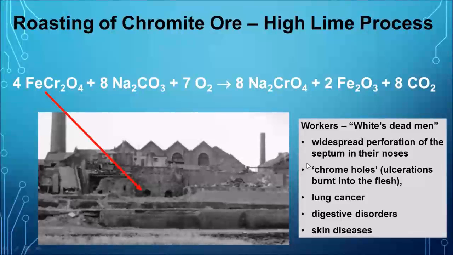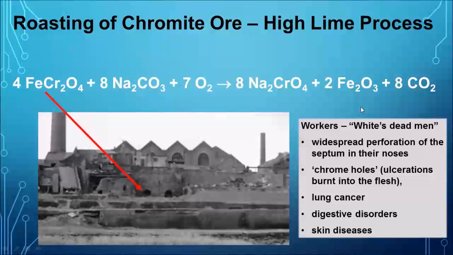Just as an aside, the workers who were employed by J&J Whites were often referred to as either White's canaries or White's dead men. The reason for that was they were often covered in the white material. Part of their job was to clean out these kilns ready for the next batch of chromite ore going in. And they didn't live for very long and suffered from quite a wide range of disorders. The things that we now associate with exposure to chromium 6.